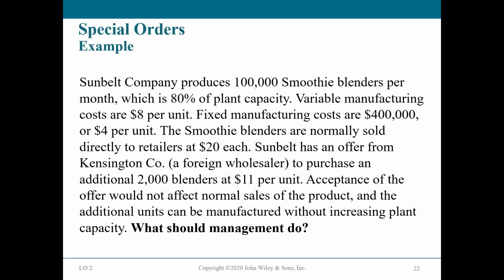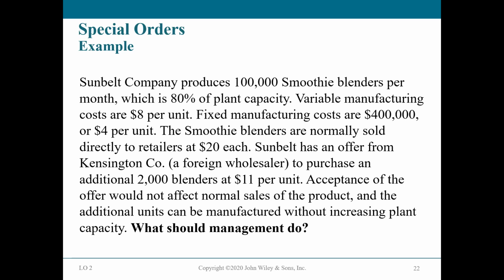Sunbelt Company produces 100,000 smoothie blenders per month, which is 80% of plant capacity. So we know there's room to make more. Variable manufacturing costs are $8 per unit. Fixed costs are $400,000, or $4 per unit. The smoothie blenders are normally sold to retailers for $20, and we have an offer from a wholesaler to buy 2,000 at $11. Acceptance of the offer would not affect normal sales of the product, and the additional units can be manufactured without increasing plant capacity.